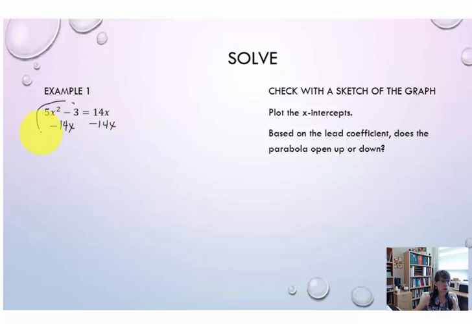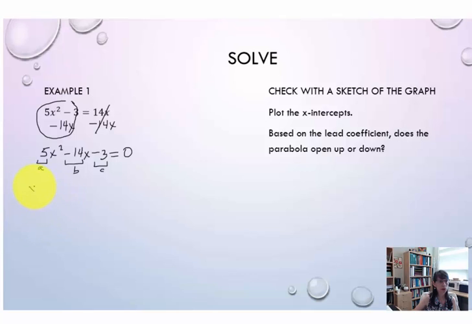Now these 3 terms are not like terms, so I just want to put them in order from the highest powered term. That would be 5x squared minus 14x minus 3, and that now equals 0. So there's our standard form. Next, we need to find the values of a, b, and c. So a is the first coefficient, b is our middle coefficient, and c is our constant term.